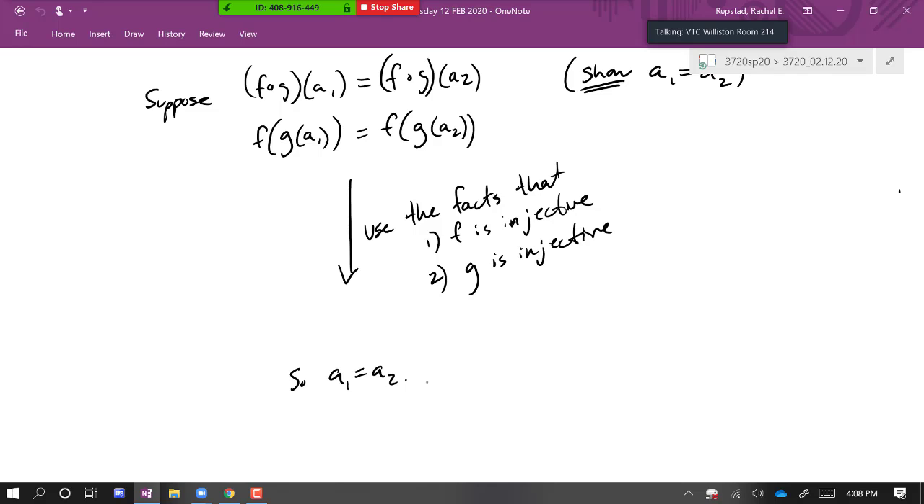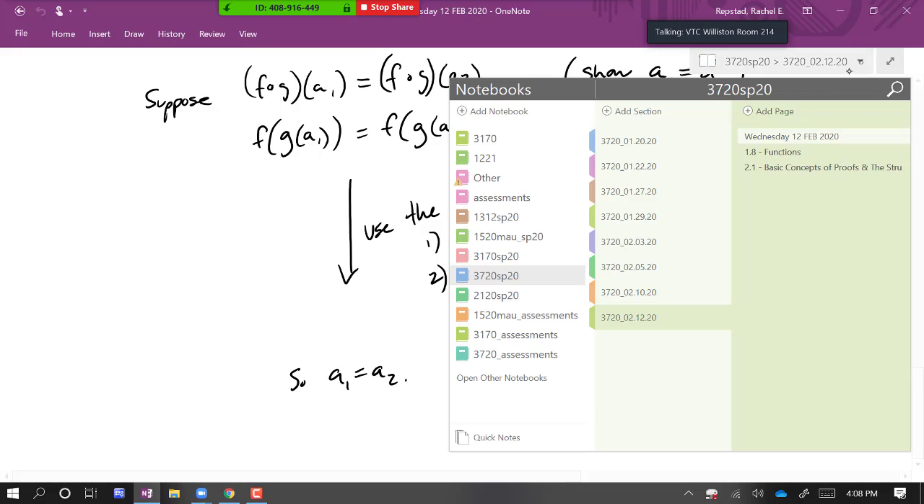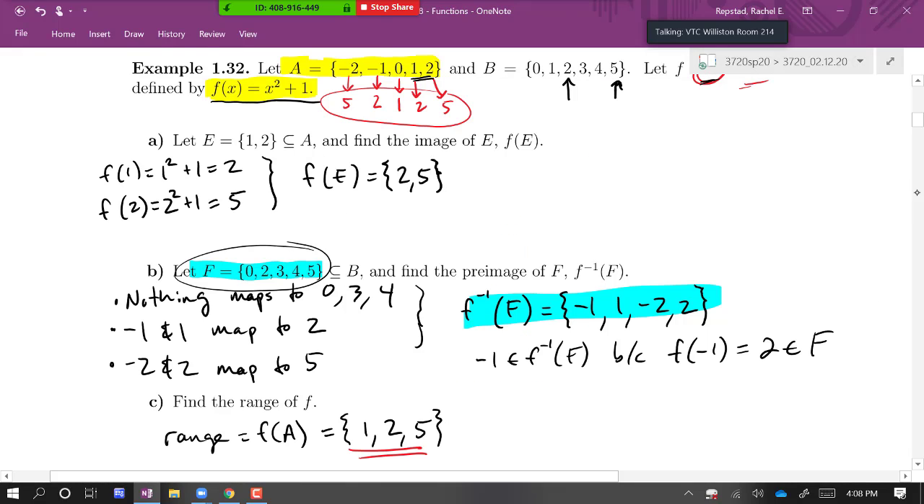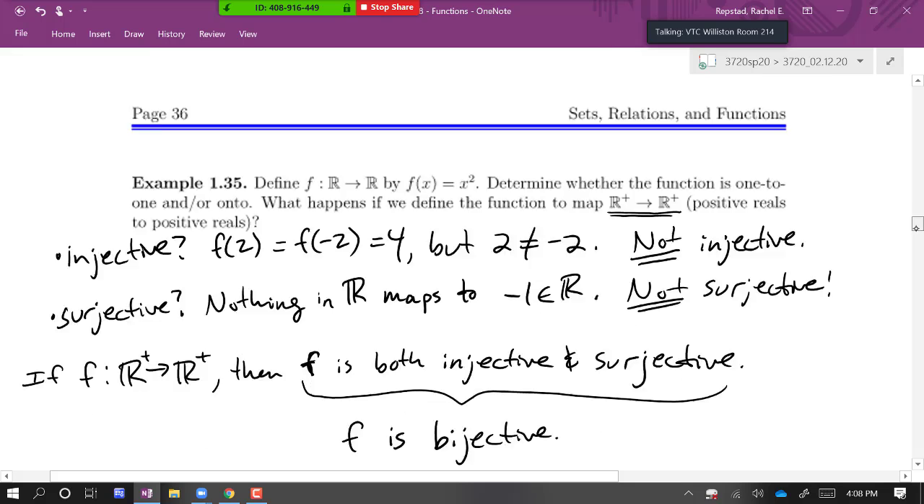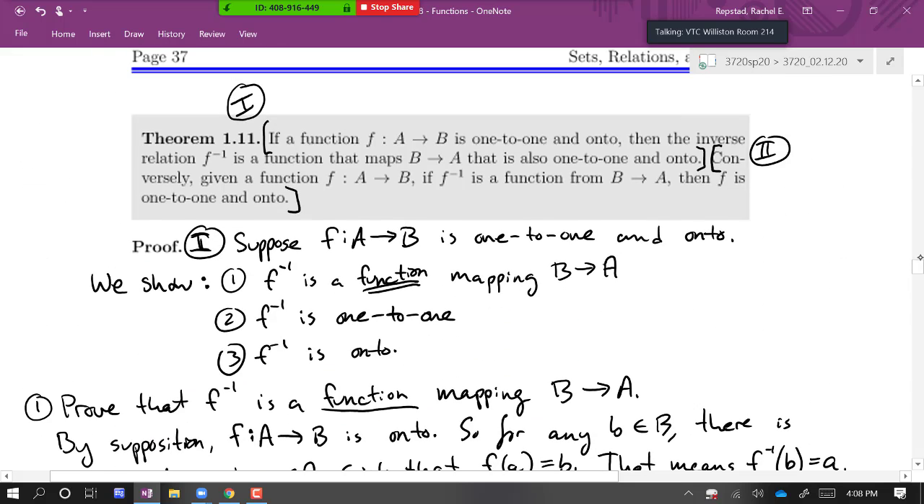Okay. Let's go ahead and pick up where we left off before. We were working with functions, and we had just made progress on one result, which is really a pair of results. We started out with a function from A to B that's both one-to-one and onto, so injective and surjective. Then the inverse relation, f inverse, is a function that maps from B to A. That is also one-to-one and onto. That's the first thing. We'll look at the second part later.